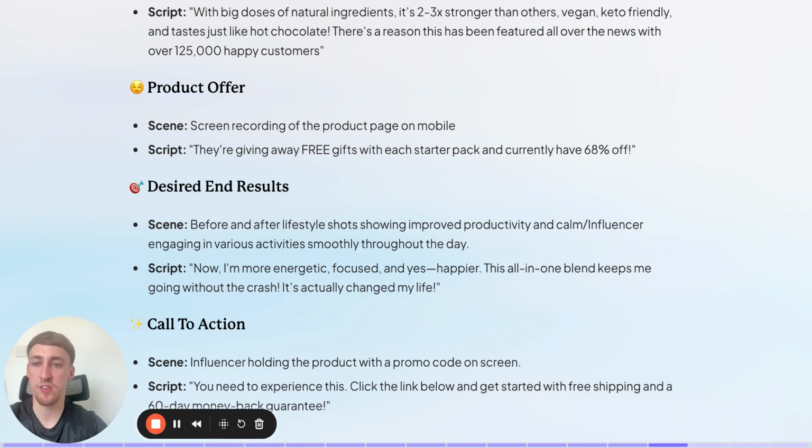So then we move on to the desired end results. In this scene, we're going to have before and after lifestyle shots showing improved productivity and a calm influencer engaging in various activities smoothly throughout the day and just seeming overall more happy. "Now I'm more energetic, focused, and yes, happier. This all-in-one blend keeps me going without the crash."